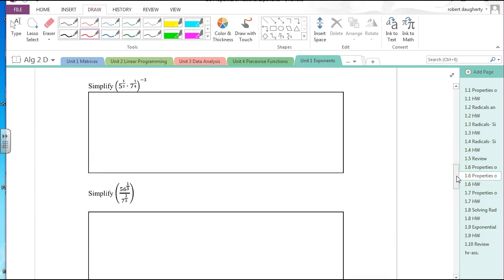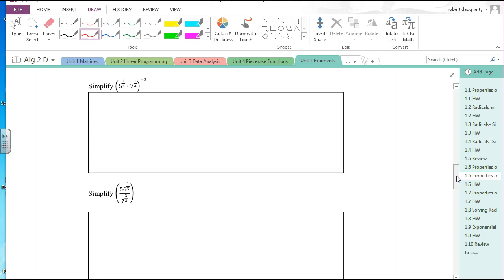Look at the next one. Simplify 5 to the 1/3 times 7 to the 1/4, all of that to the -3 power. And as you can tell, I don't want to leave negative exponents. So I've got choices. I can take care of the negative exponent right away. That is, move everything in the parentheses to the denominator. Or I could just distribute and take care of my exponents at the end.